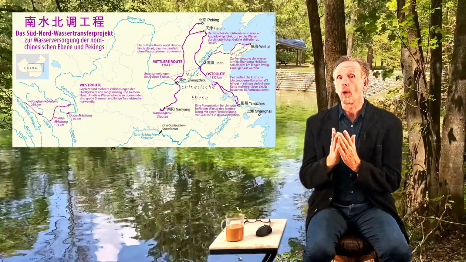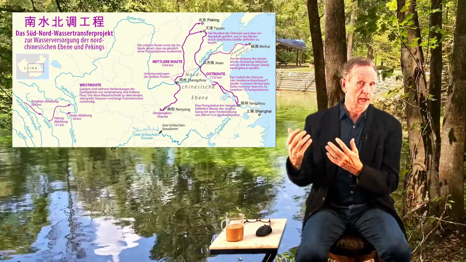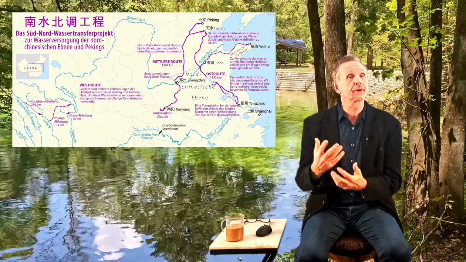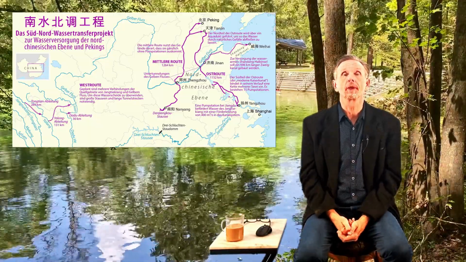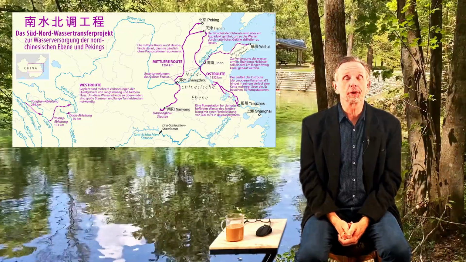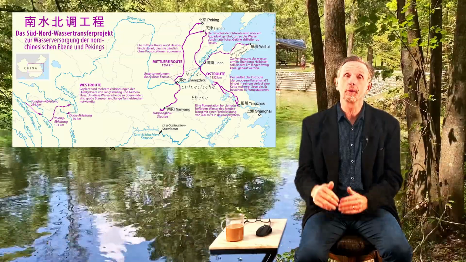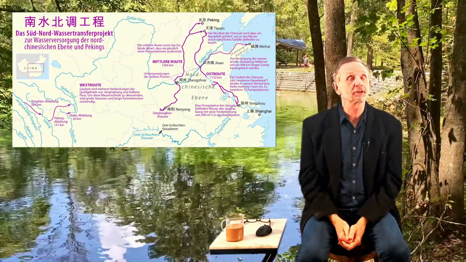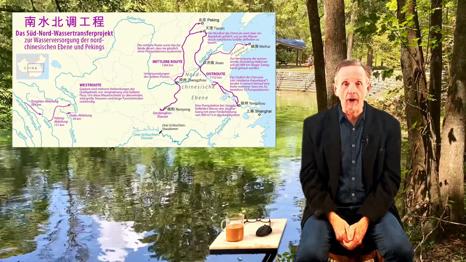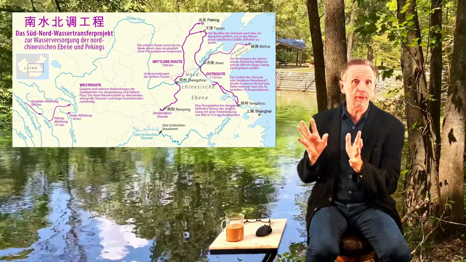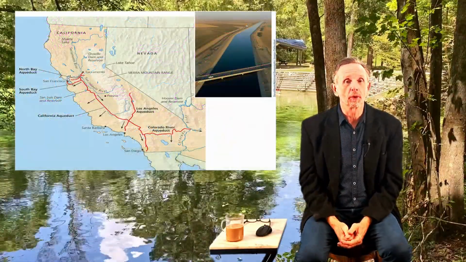China. The South-North Water Diversion Project. A lot of water flows down into the south, and they divert it towards the north. They divert 6 trillion gallons of water per day. Yeah, that's trillion with a T. 6 trillion gallons a day are diverted from the Yangtze River system towards the north.